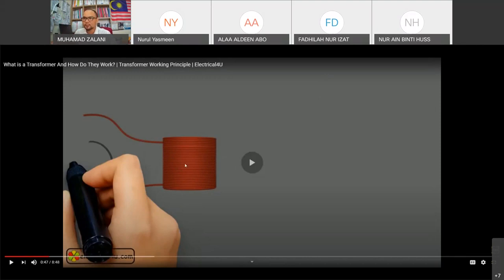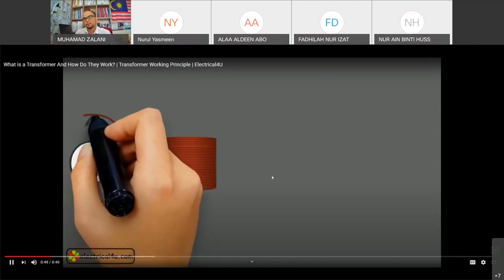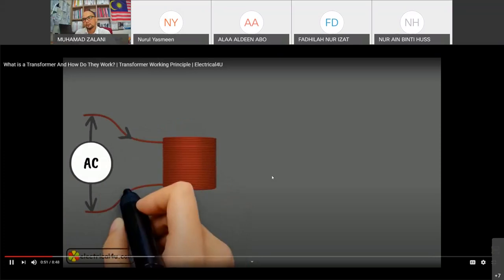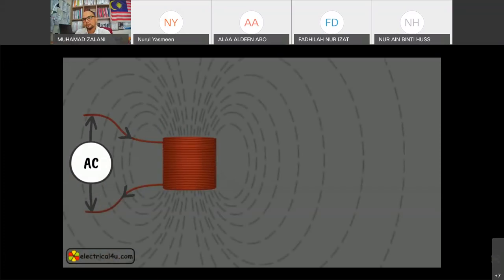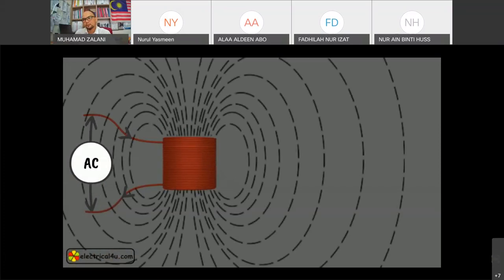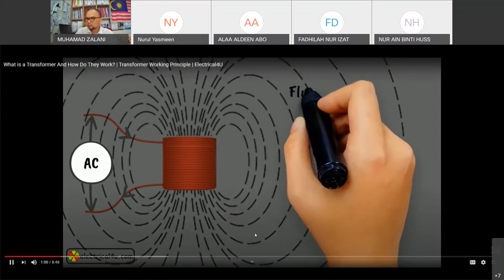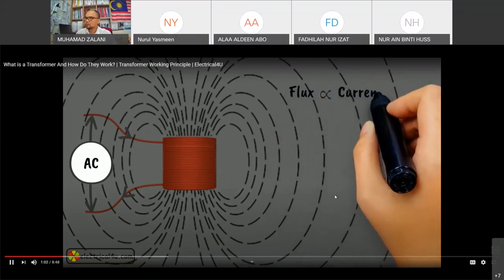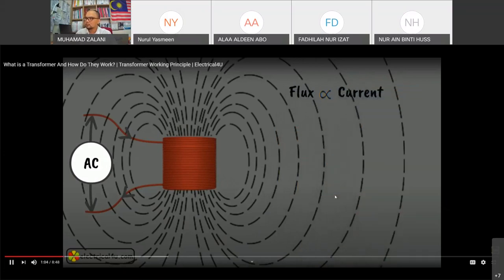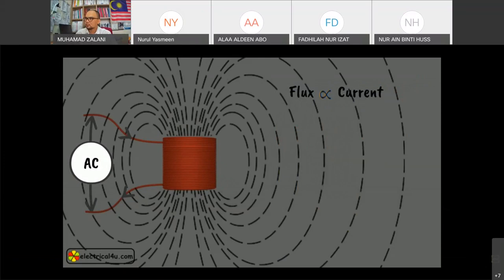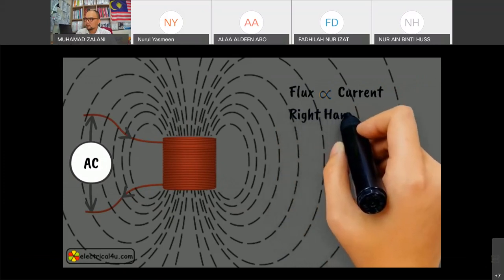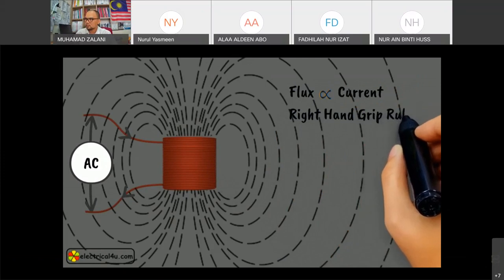An alternating current is allowed to flow through any of the windings. There will be an alternating flux produced surrounding the winding. The magnitude of this flux is proportional to the magnitude of the current flowing through the winding. The direction of the flux is according to the direction of current. The direction of the current in the winding can be found out by applying the right-hand grip rule.